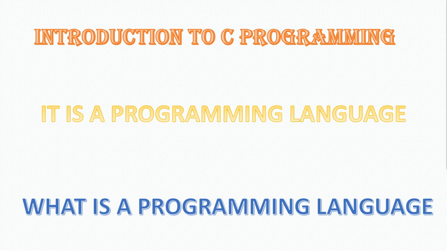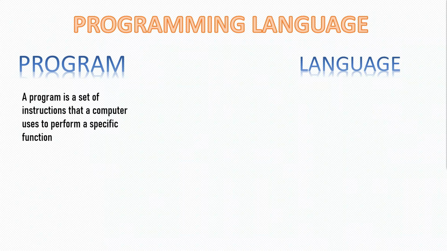So the next question is, what is a programming language? Before we jump into how C programming works, how the compiler works, how it takes input and gives output, we should know what a programming language is. The name itself has two parts, programming and language. First we should understand what a program is. A program is a set of instructions that a computer uses to perform a specific function.